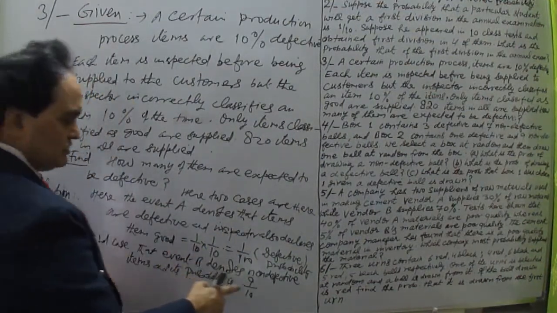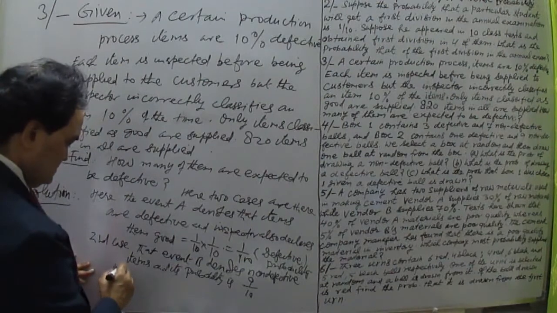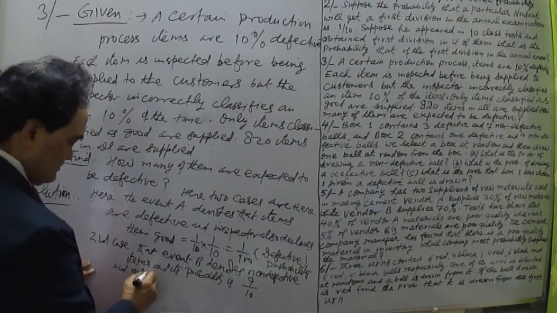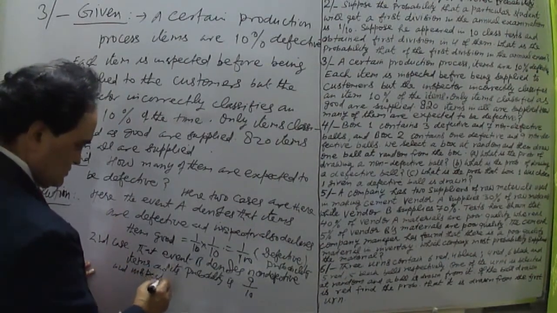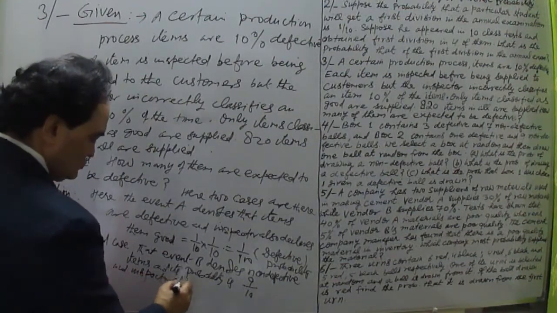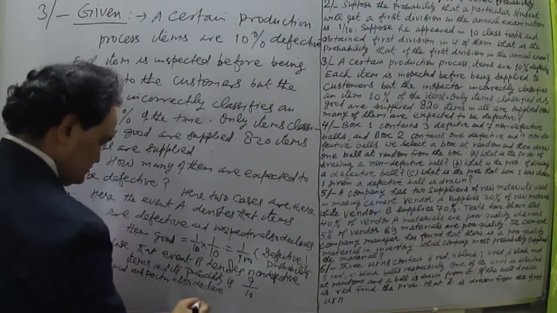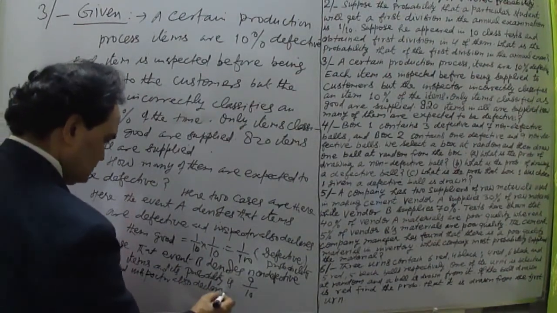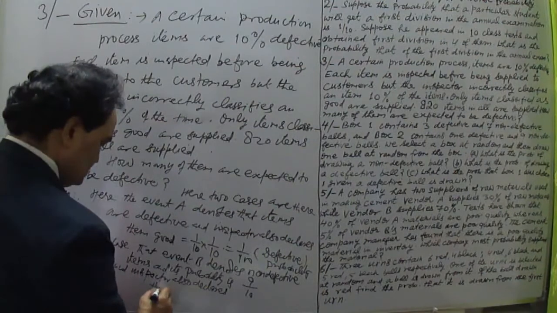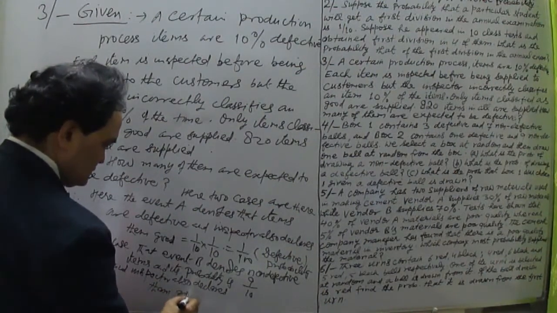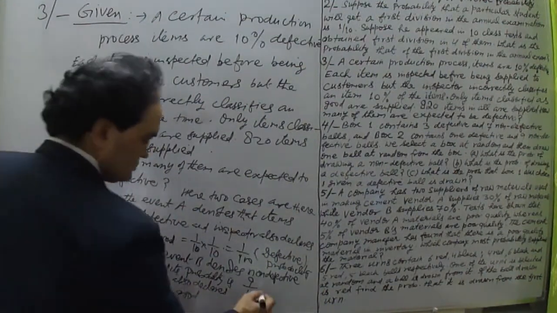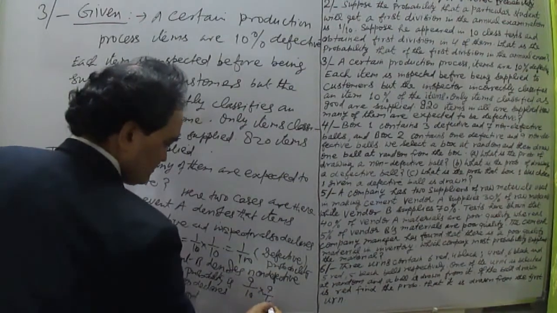And the inspector also declares them non-defective or good. So that is 9 upon 10 into 9 upon 10. That means 81 upon 100. These are the good items.